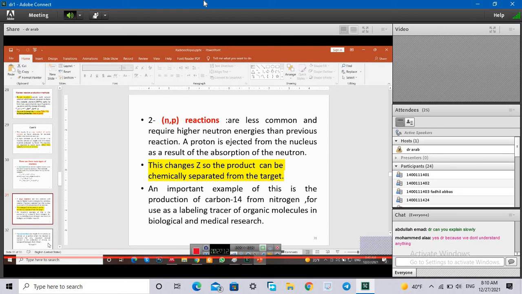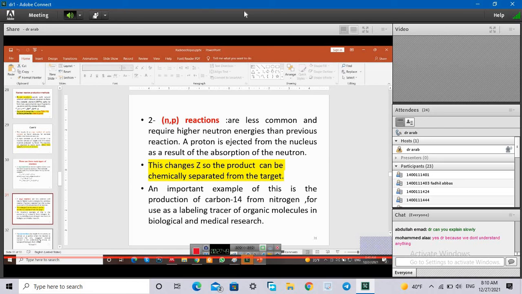Because in this reaction, as you can see, the atomic number changes, so the product can be chemically separated from the mother nucleus, and we have high chemical purity of the radioactive daughter. The main example of this process is carbon 11 from nitrogen, for use as a labeling tracer of organic molecules in biological and medical reactions.